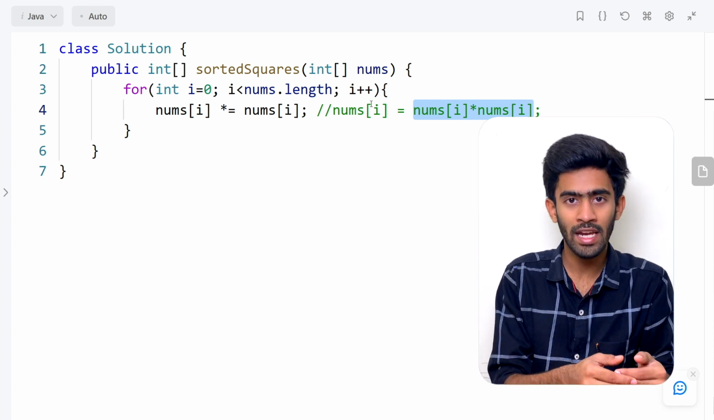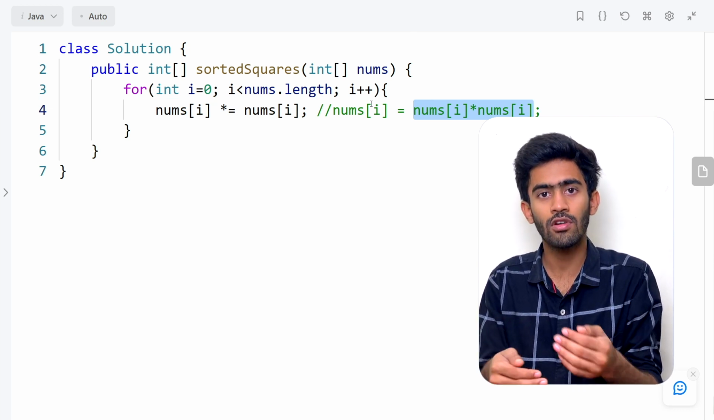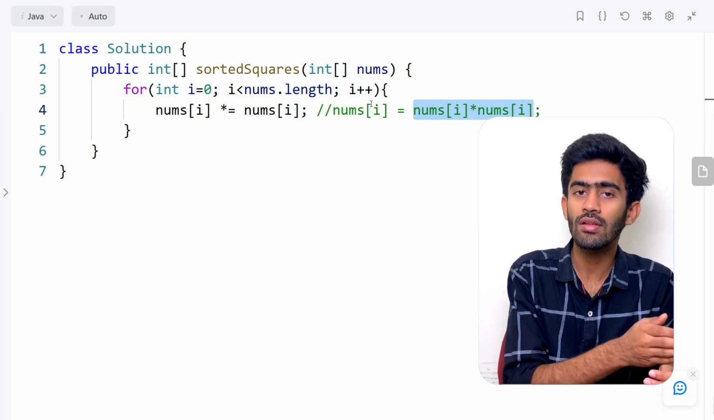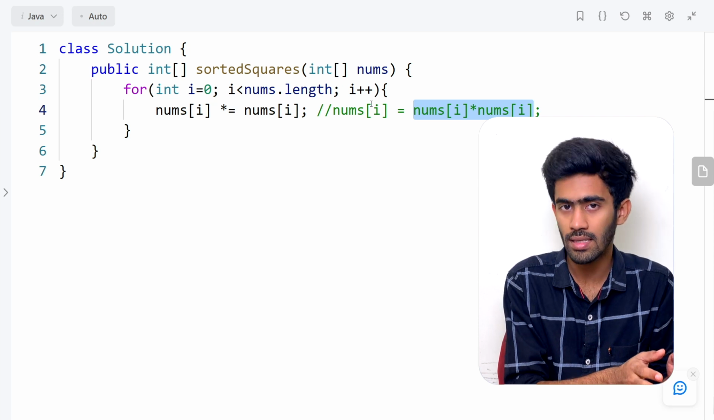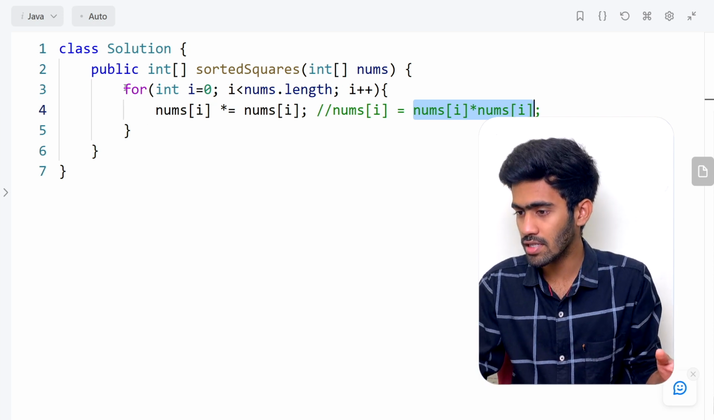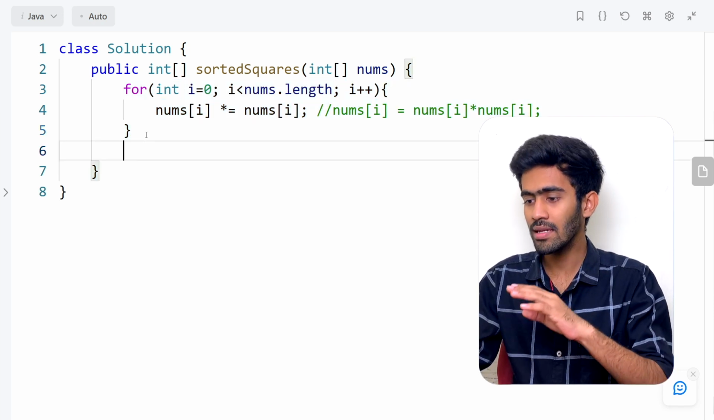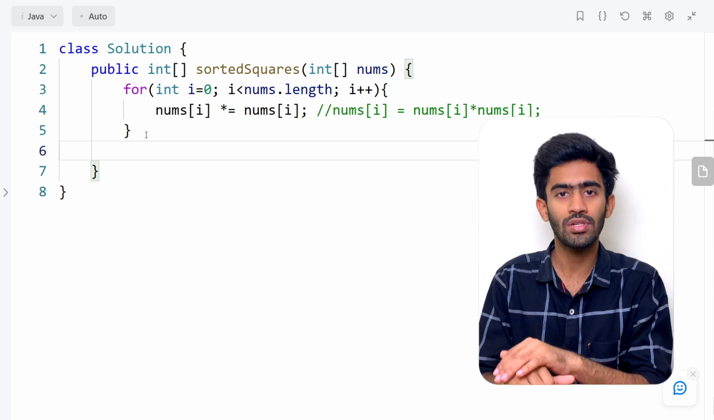So if it were -4 at the start, you would take -4, multiply with -4. So -4 times -4 gives us 16, and we are storing it back in the 0th index. Instead of -4, now it's replaced by 16. And similarly, we continue this exact process for all the elements in this array, and then we would be left with an unsorted but squared array of the initial given array.